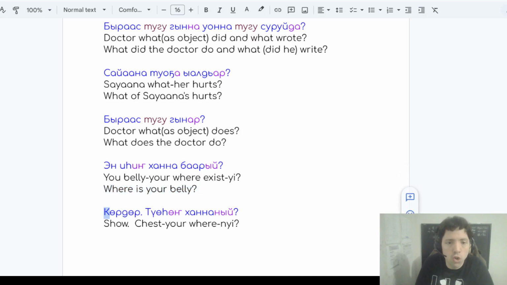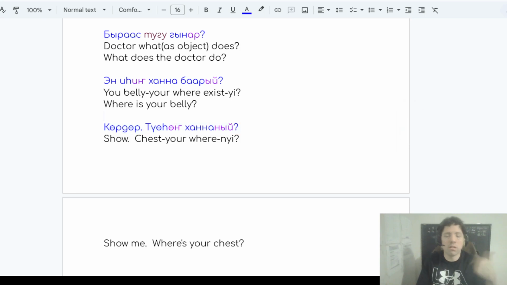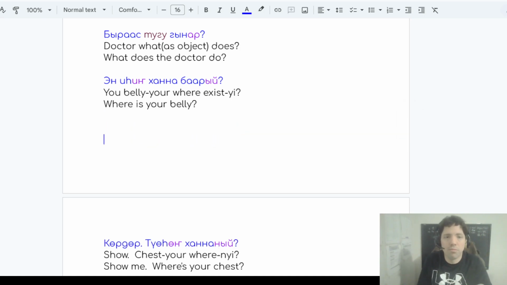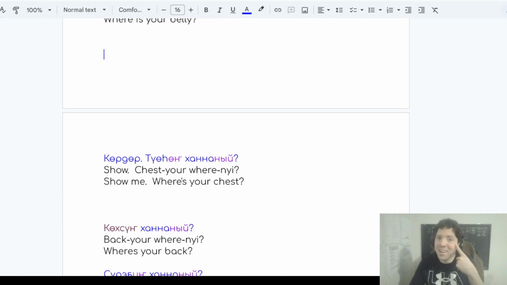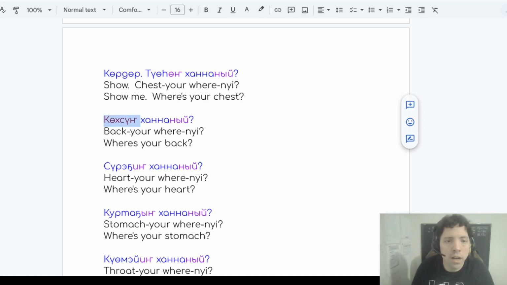Kurdur tuchun hanani. Show me where's your chest. This is like when you teach a beginner the body parts, like where's your face? Where's your hand, right? Anyway. Kusung hanani. We have that irregular form of your back. Where's your back? Suregil hanani. Where's your heart?